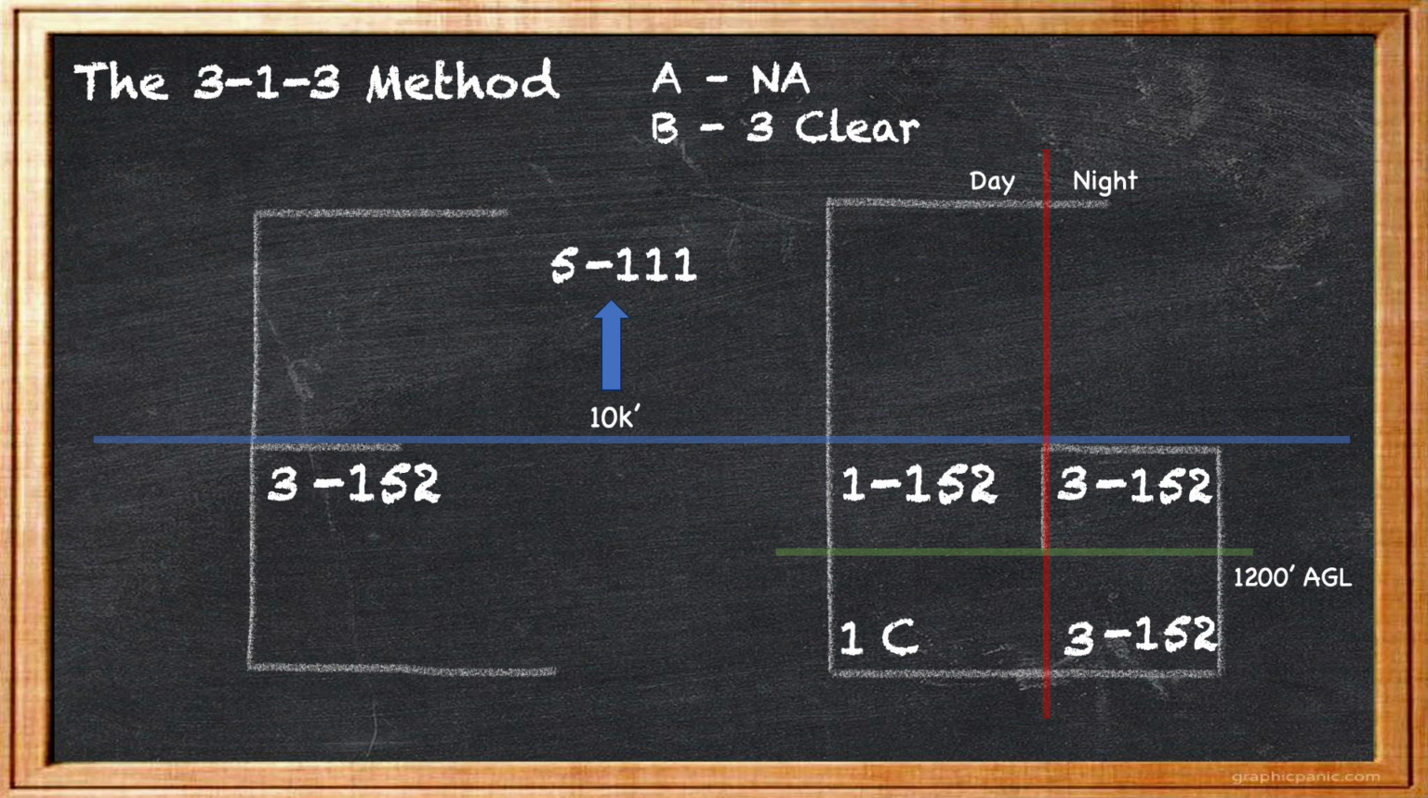So we've covered Class A, B, E, and G airspace, but what about Classes C and D? They're covered under the same VFR requirements as Class E below 10,000 feet.